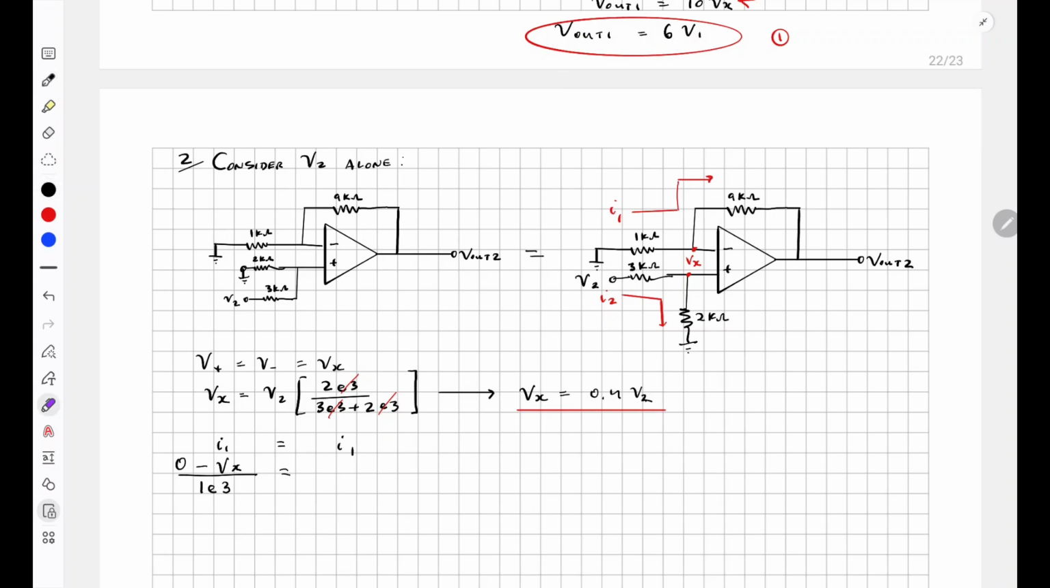In the same way, this I1 is equal to this voltage minus this voltage divided by that resistor. So it is Vx minus V out 2 divided by 9 kilo ohms. Again, we do cross multiply. First of all, with the kilo ohms it cancels. So we have Vx minus V out 2 is equal to negative 9 Vx.